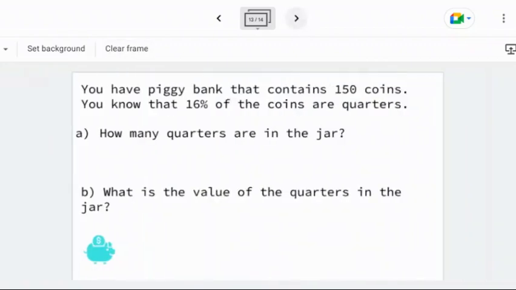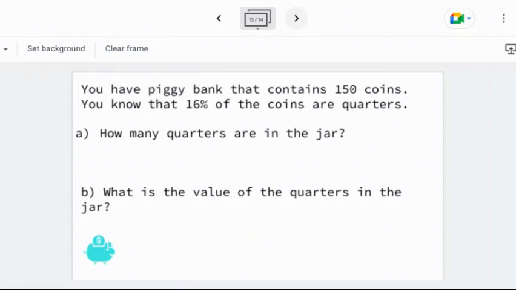Let's look at another one. Okay, go ahead and pause this one. Figure it out. And then press play when you guys are ready to check. All right, let's see what you got.